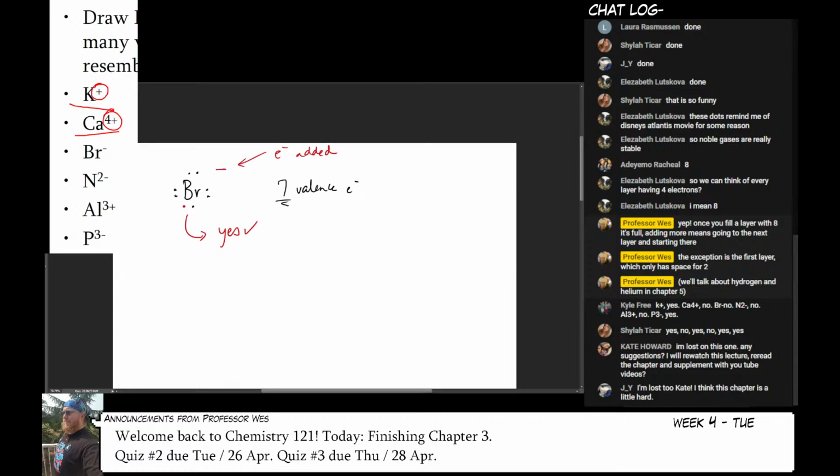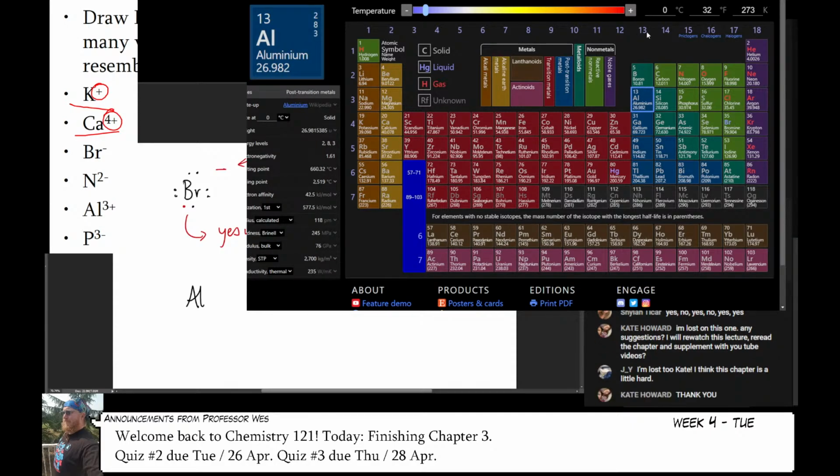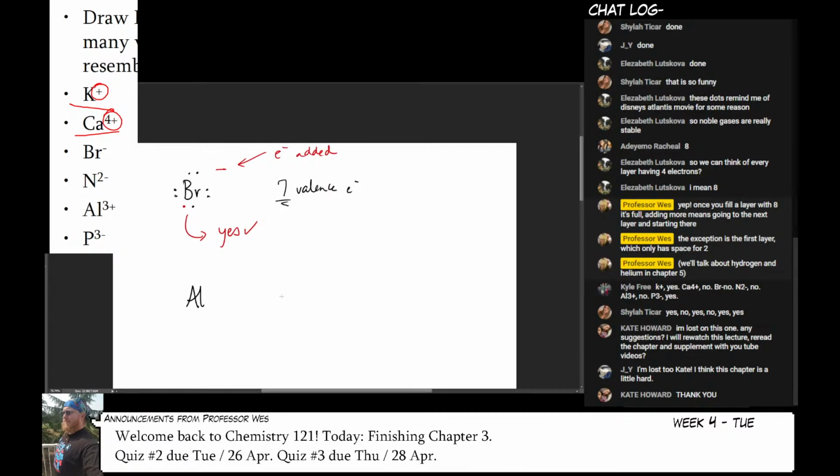All right, let's do another one here. So we got aluminum. How many valence electrons does aluminum have? Well, if I go over here, we click on aluminum. There we go. What group is it in? Group 13. What's the ones digit? That's how many valence electrons it has. 3 valence electrons. So we'll draw that. So 1, 2, 3.